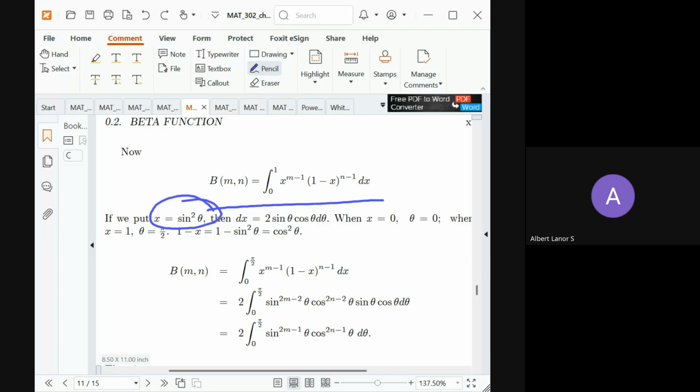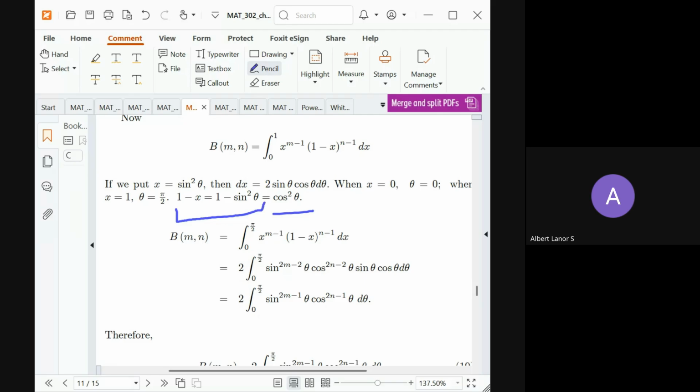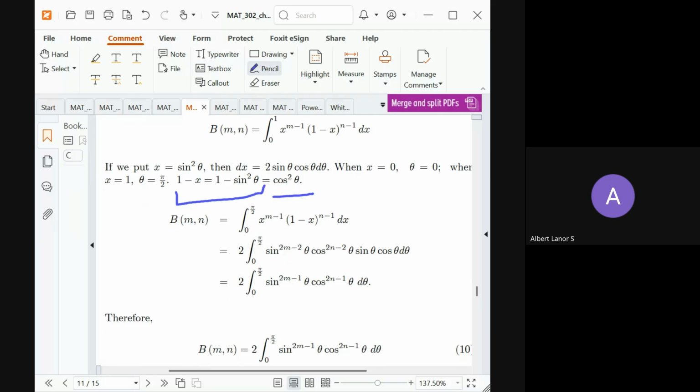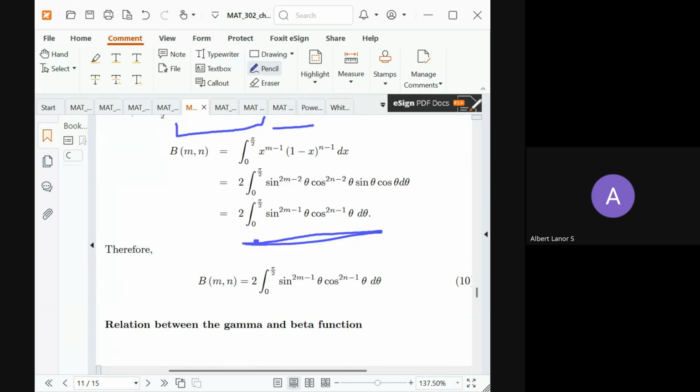The 1 minus x will now be 1 minus sine squared theta, which is cos squared theta. Okay, so we are going to substitute and transform everything into theta. Then we'll see how it looks. Now, in theta form, the limits will be from 0 to pi on 2, sine^(2m minus 1) theta cos^(2n minus 1) theta d theta. Okay.